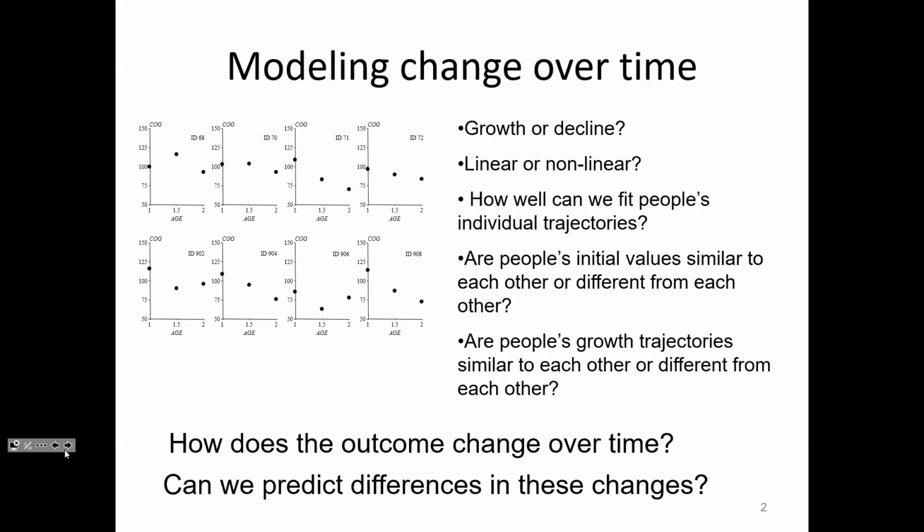How much does where I am today, how well is that predicted by where I was yesterday or last year or 50 years ago, right? That's a very different kind of question than thinking about growth. There are other kinds of longitudinal models as well, but I think two very basic types are autoregressive models, where we're really thinking about how well where I was predicts where I am, which is not at all the same question as, are people growing or declining, right?